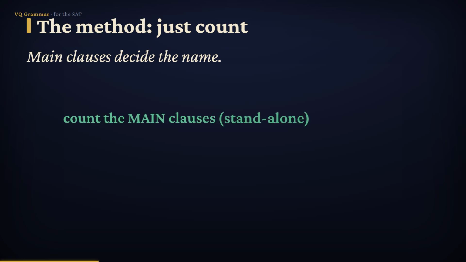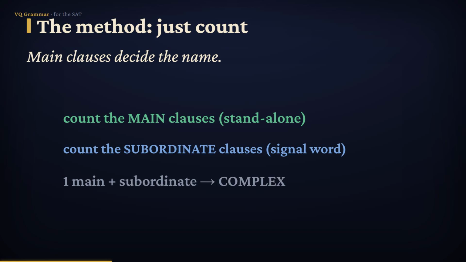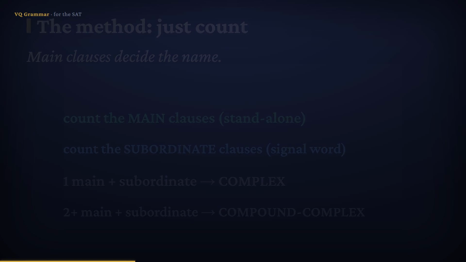Here's the method, and it's just counting. First, count the main clauses, the ones that could stand alone. Second, count the subordinate clauses, the ones with a signal word. If you have one main clause plus a subordinate clause, it's complex. If you have two or more main clauses plus a subordinate clause, it's compound complex. The deciding factor is always the number of main clauses. One means complex. Two or more means compound complex.